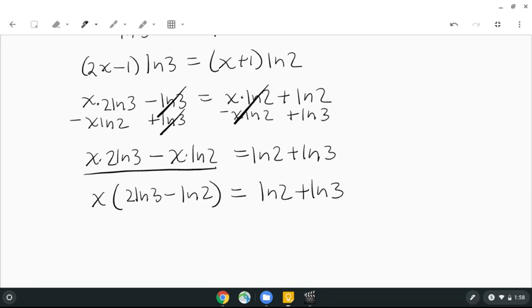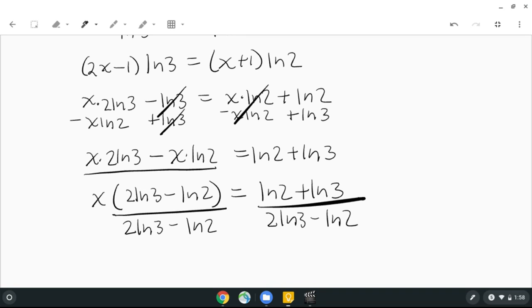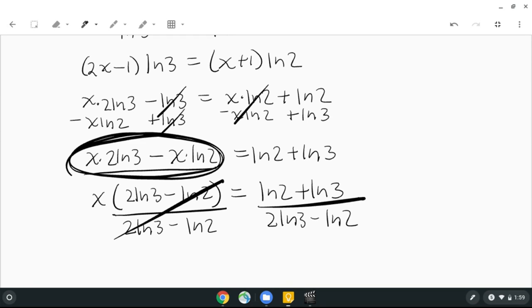Now that I have that x there, it's multiplication, so I'm going to divide both sides by what's inside the parentheses, 2 ln 3 minus ln 2. They cancel out. But that was the key step right there, factoring out the x. Once you have them all on the same side, you can factor out the x. That's the key step.